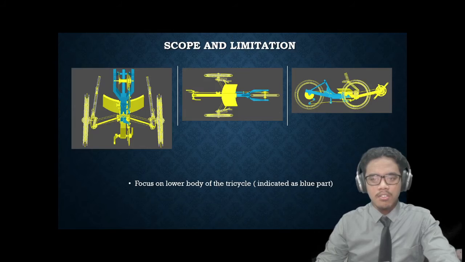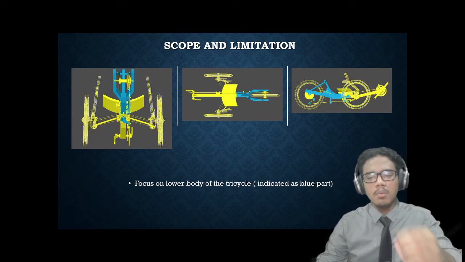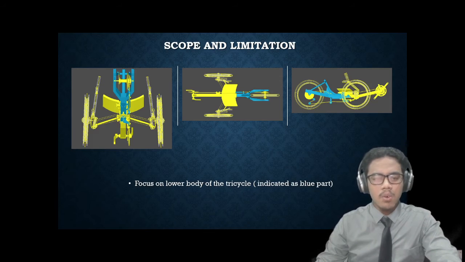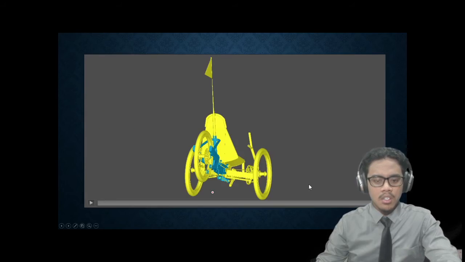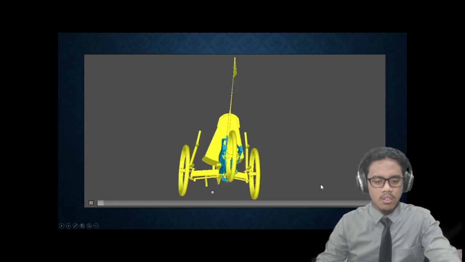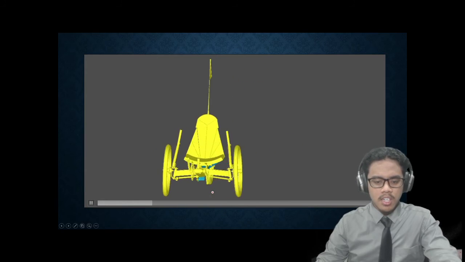And this is the focus part for this project, which is the lower body of the tricycle. From the picture, the left one is the back view, the middle one is the top view, and the right one is the side view. The blue colored part is the focus part. So this is the rotation of the tricycle.